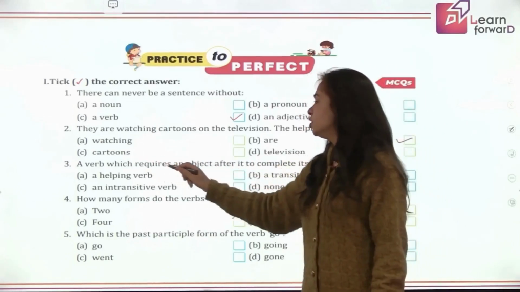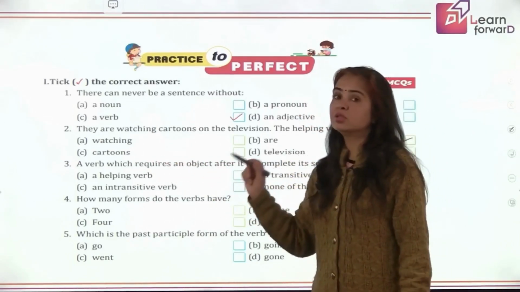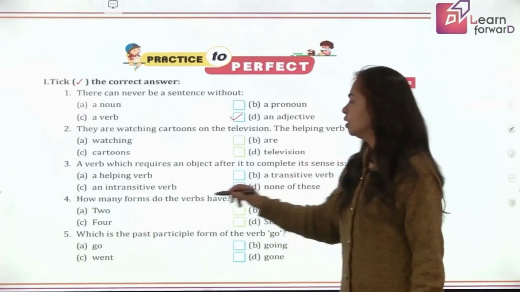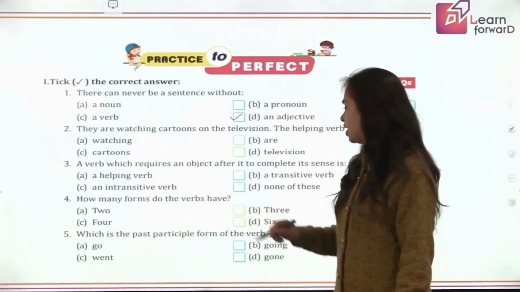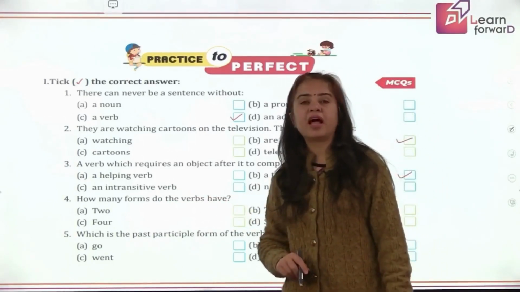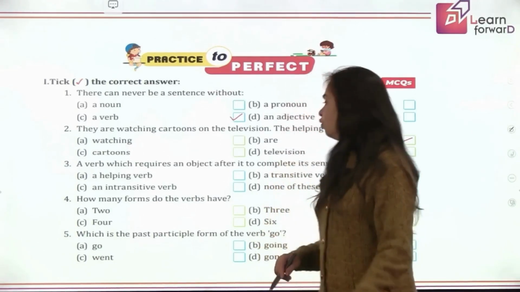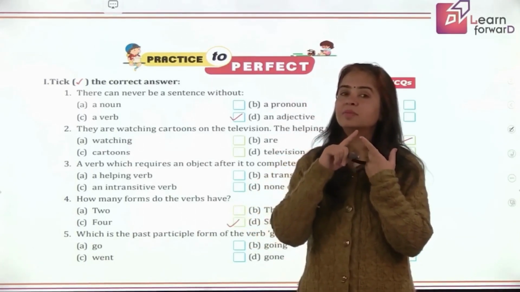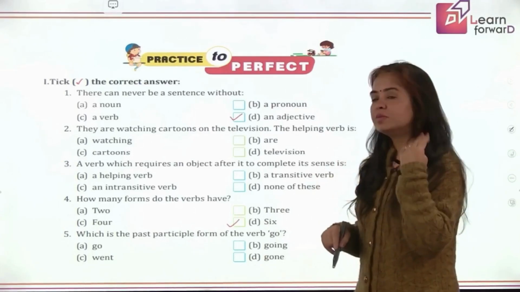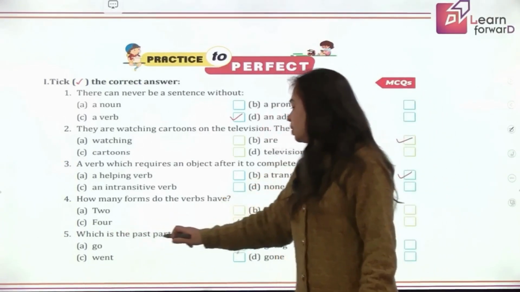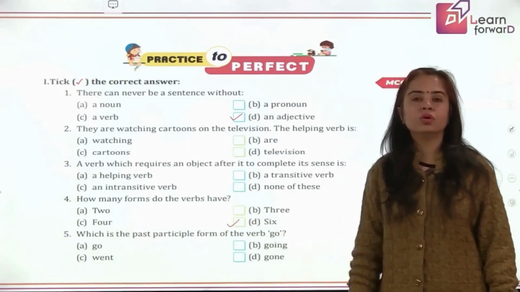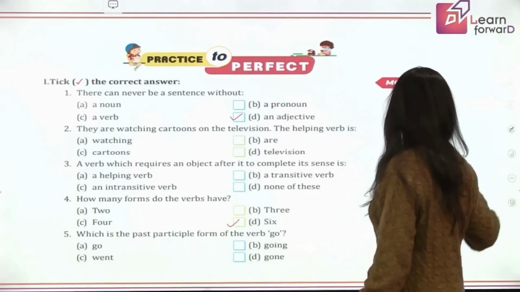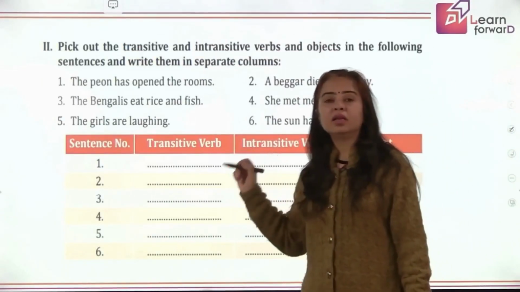Good. A verb which requires an object after it. So it is dependent on the object. Which verb is it? That is a transitive verb. Good. How many forms do the verbs have? So what are the different forms of verbs that we have learned? 4 we have learned. First is the present, then we have learned the past, then the past participle and the present participle. So verbs have 4 forms. Which is the past participle form of the verb go? So we say go, went and gone. Yes, we have it right here. So this was from your learning about verbs.